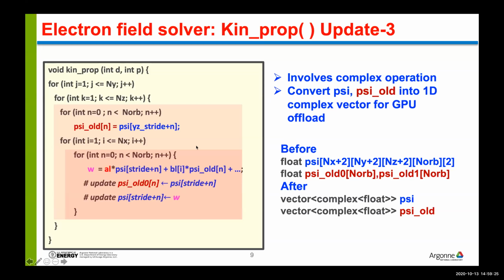Similarly, as I mentioned, because the code has a lot of complex operations, we also change PSI and PSI old from multi-dimensional arrays to a 1D complex vector. Now this code is much simpler, and the multi-dimensional arrays involving complex operations are converted to one complex variable, which is now easy to offload to GPU.